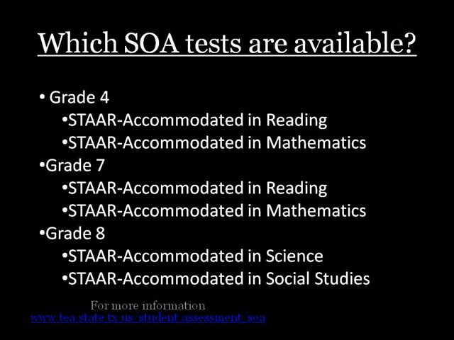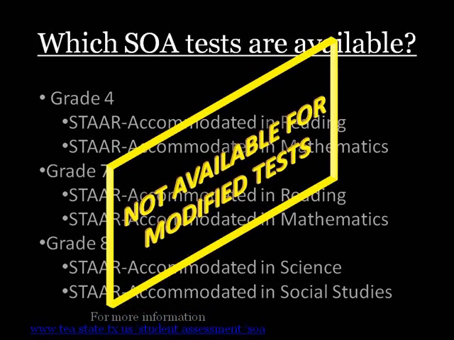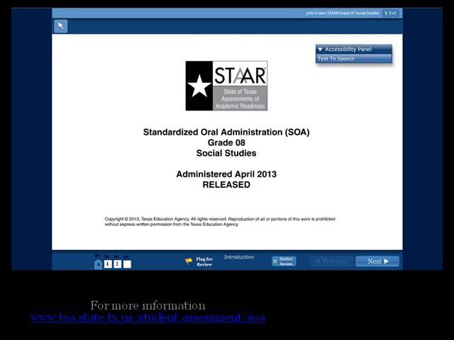This option is available for students in 4th grade for reading and mathematics, in 7th grade for reading and mathematics, and in 8th grade for science and social studies. The SOA is not available for students being tested with a STAAR modified exam. Although the SOA is visually similar to the paper version, it is necessary for students to practice the online testing so they are comfortable with the controls.